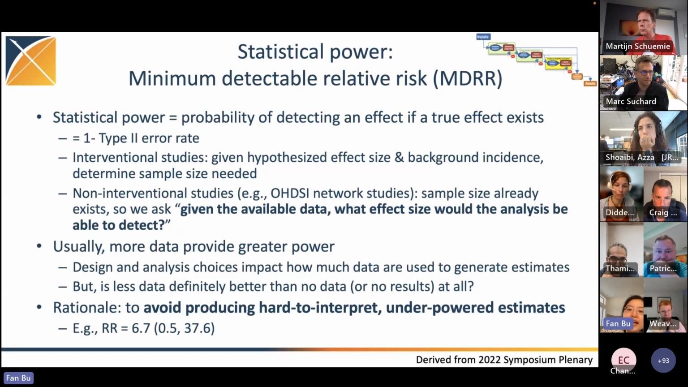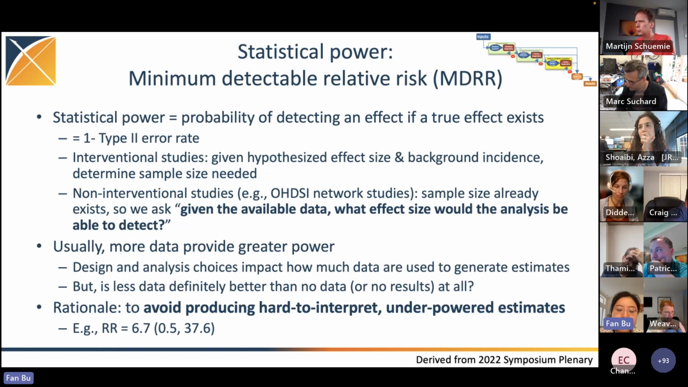For example, if an analysis produces a point estimate like this, a relative risk of 6.7, but with a super wide 95% confidence interval, then this piece of evidence is very hard to interpret. On one hand, we have a really large positive effect, seemingly suggested by the point estimate. But at the same time, the confidence interval is really wide, indicating a high level of uncertainty. So in such scenarios, the risk of misinterpretation and misrepresenting the data evidence is really large.